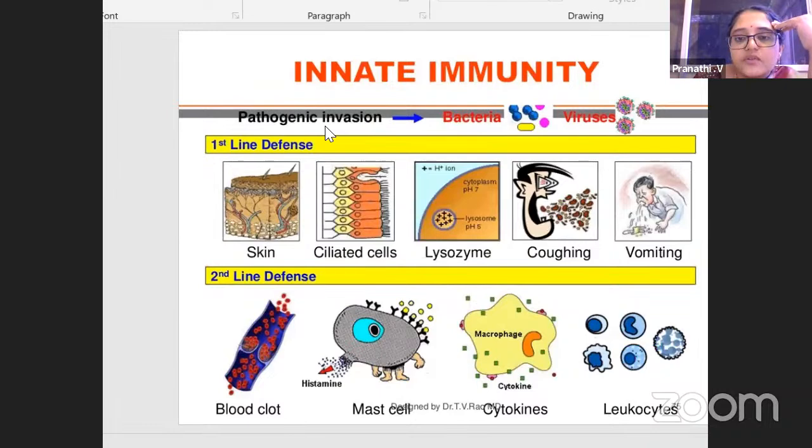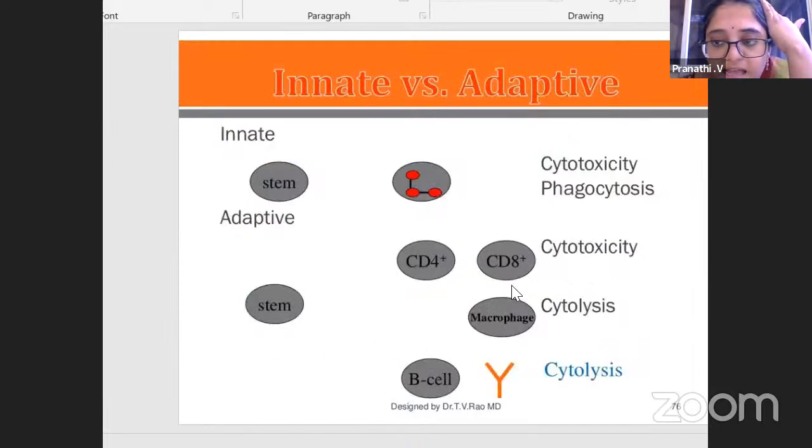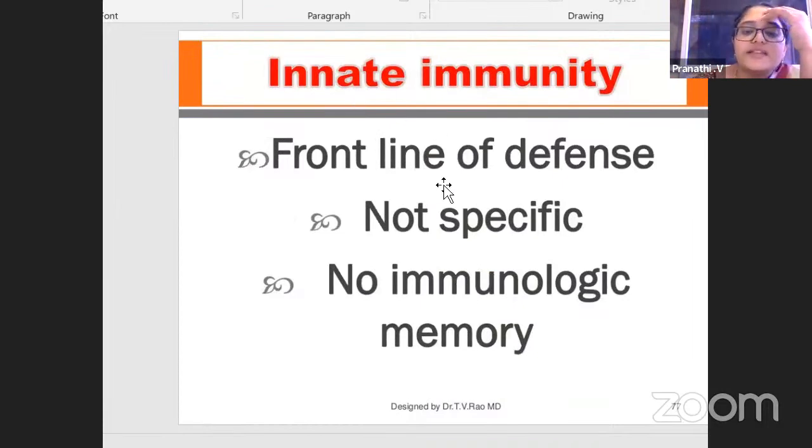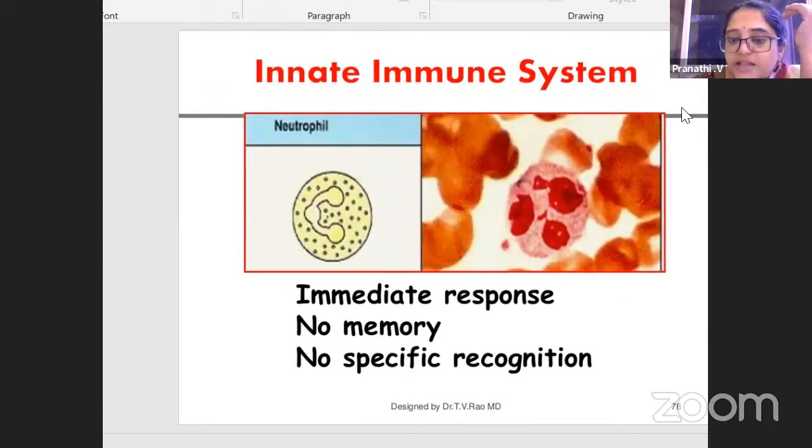Innate immunity is where, when you have a pathogenic infection, you can see skin, ciliated cells, lysozyme, coughing, and vomiting taking place. That is the first line of defense. The second line of defense is when a blood clot is formed, histamines come, cytokines come, and leukocytes come, activate and remove the pathogen from the blood. It is not specific, and there is no immunological memory. That is where your humoral cells are not being activated, and your memory cells will not remember that this has happened earlier.